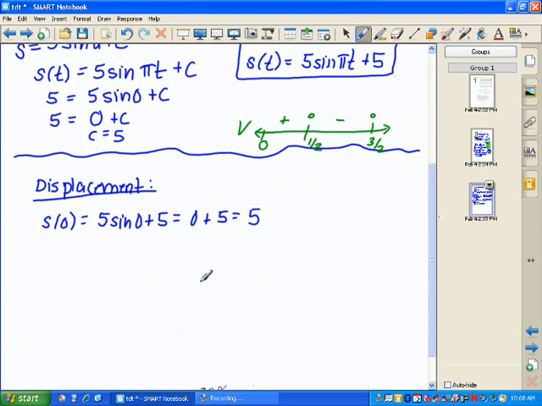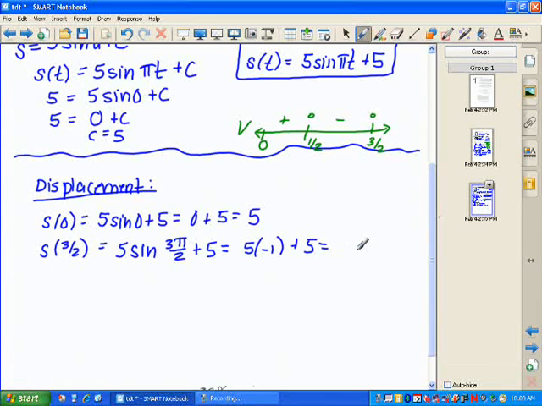Okay, so far? And we need to know where we ended. So at 3 halves, 5 sine 3 pi over 2 plus 5. 3 pi over 2 is negative 1 plus 5. So we ended at 0.